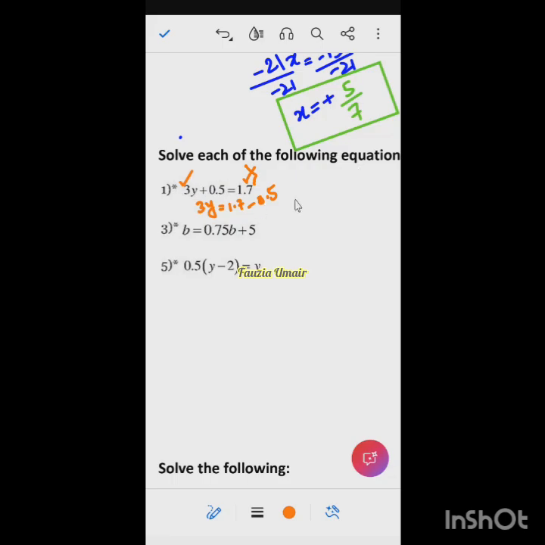So now what is 1.7 minus 0.5? How do we solve it? 1.7 minus 0.5. 7 minus 5 is 2 and 1 minus 0 is 1. So what is your answer? 3y is 1.2. So now divide both sides with what?